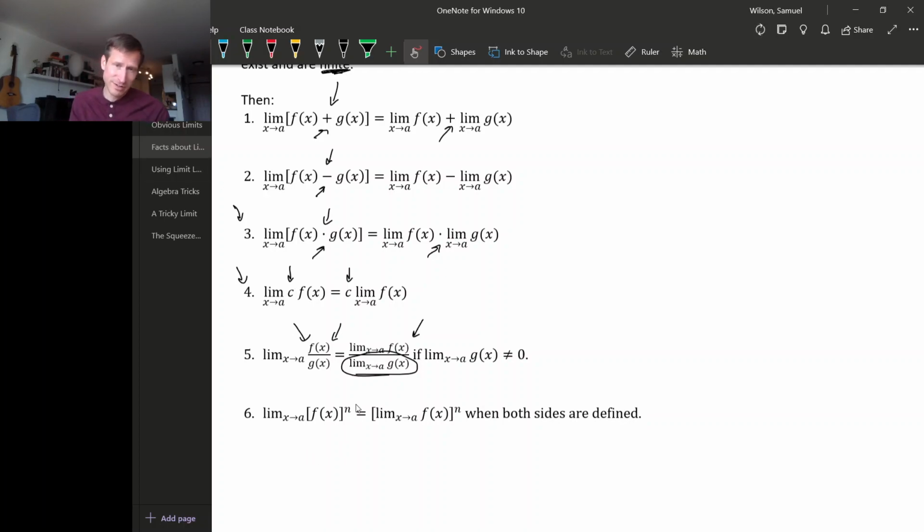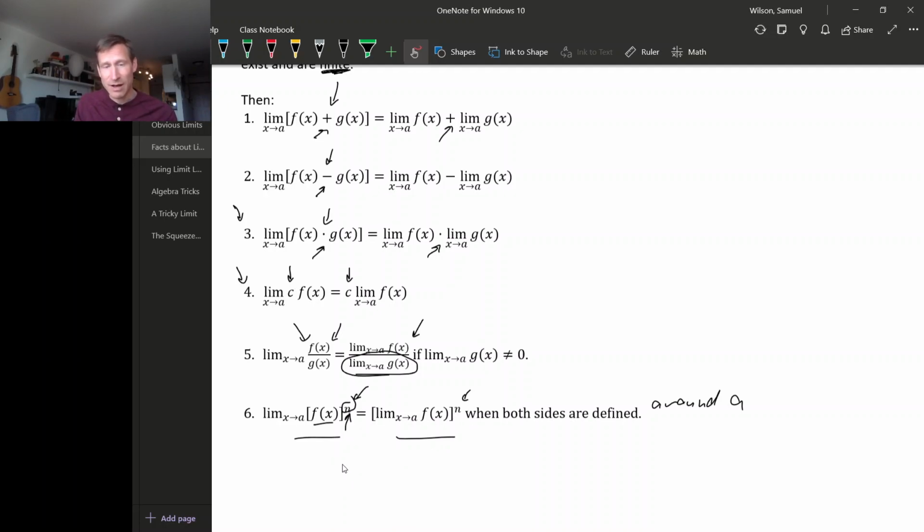Also, there's one other situation, which is with exponents. As long as your exponent is constant, then the limit of a function to an exponent is just the same exponent applied to the limit. But this only makes sense when both sides are defined. Depending on the exponent and if the limit is negative, you might run into some domain issues. But as long as both sides are defined on an interval around a, then you can just pull the exponent outside the limit.